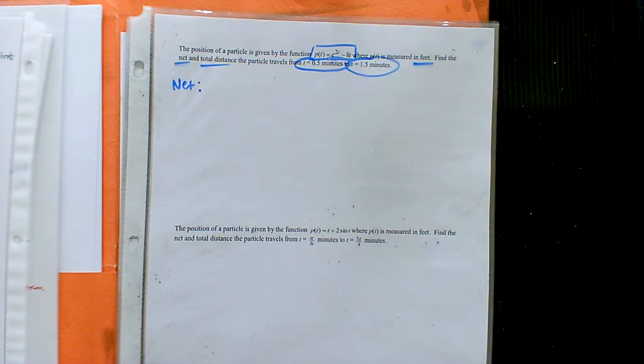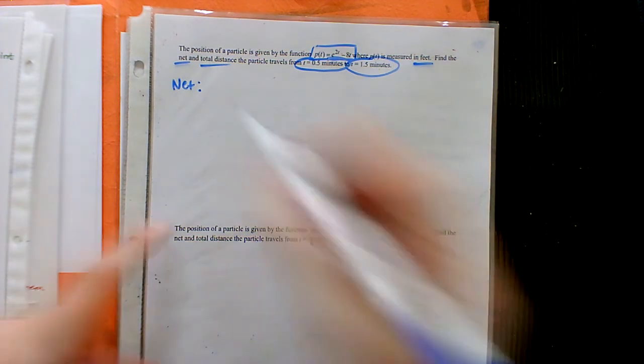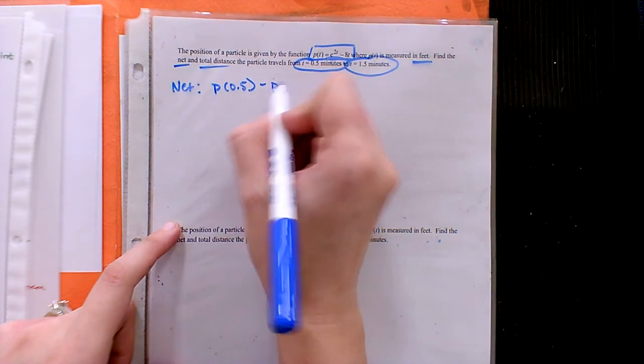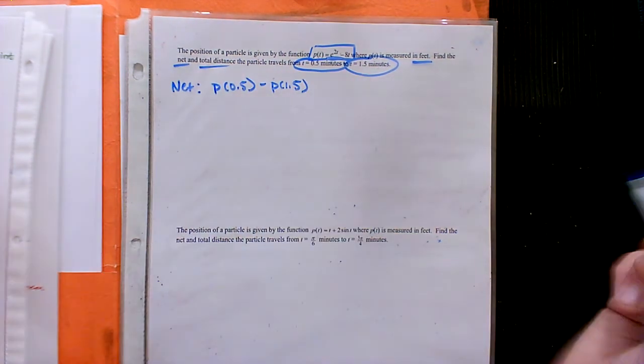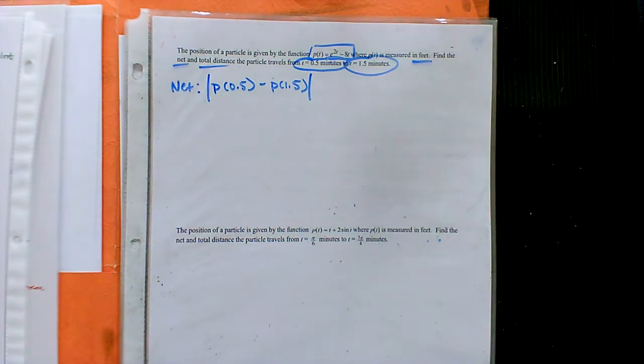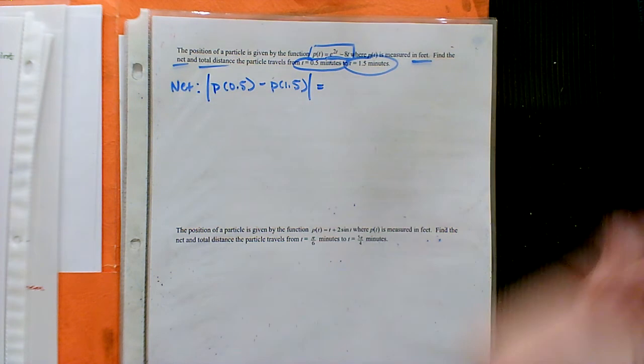All right, net. The distance, or difference, if you will, between where we start and where we end. So p of 0.5 minus p of 1.5. I don't care if it's negative, so I'm going to take the absolute value of it to get rid of the negative if there is a negative. Can we use our calculator?